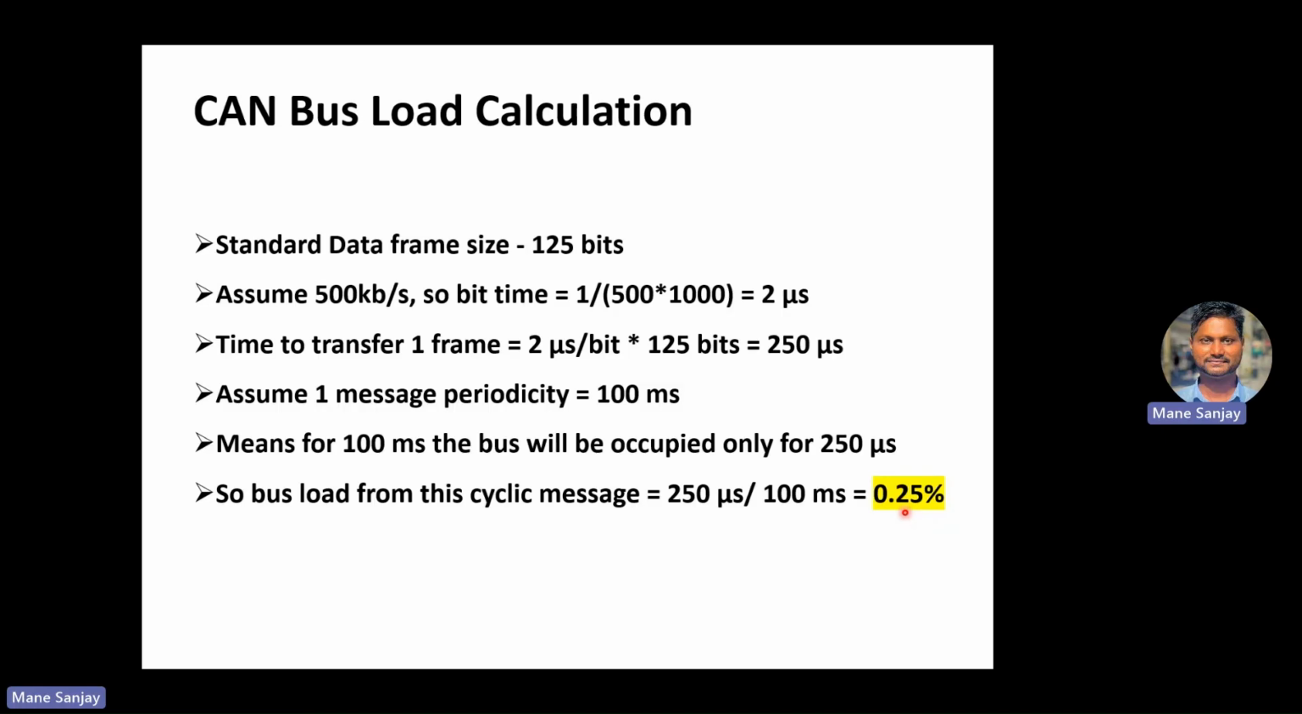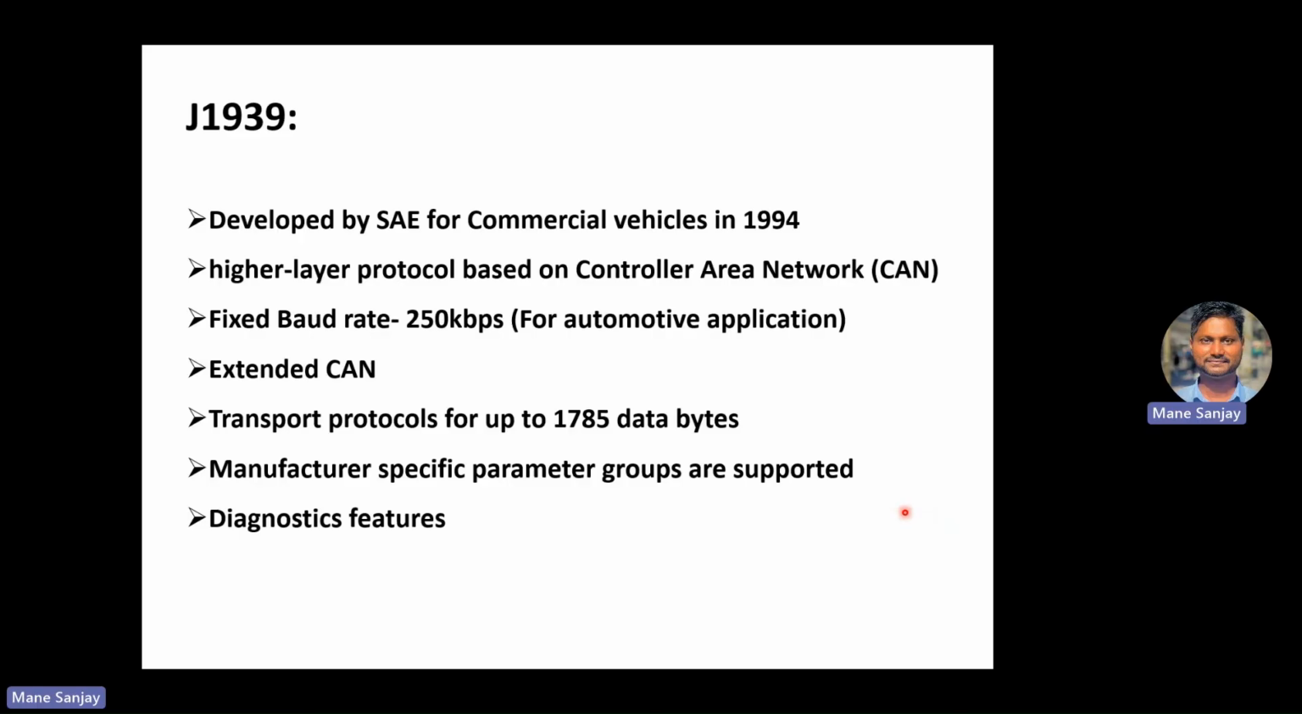Let's quickly look at J1939 and CAN ABD. As I mentioned, my focus is on the CAN protocol, but J1939 is an extension of the CAN protocol, so let's also look at this protocol. It was developed by SAE, the Society of Automotive Engineers, specifically for heavy duty vehicles. Heavy duty vehicle, that is, a commercial vehicle.